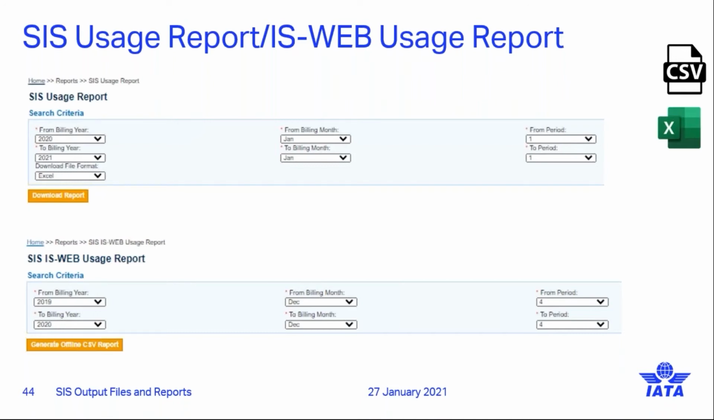The IS web usage report, the only difference between this and the other is invoices submitted via IS web transactions. It's only via IS web, and it also includes the username of the person who did said transactions or who used IS web, so this helps for audit purposes.